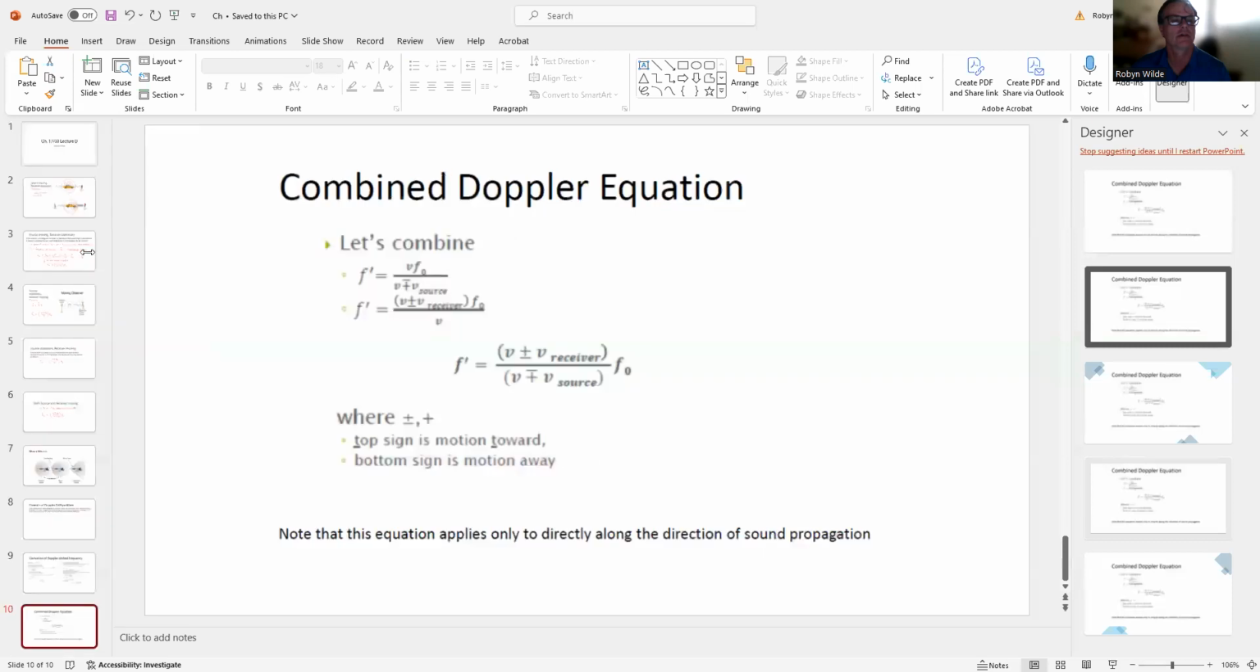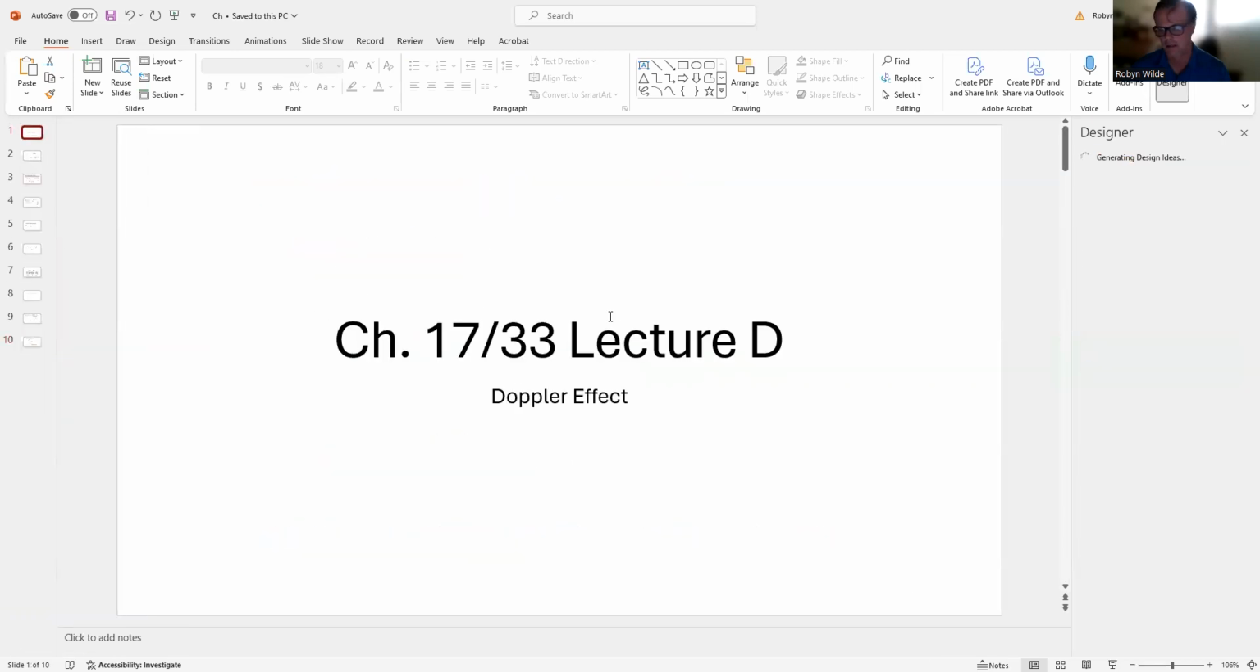And I'm sure you've all actually experienced the Doppler effect. So let's go back to the beginning here. Basically, the Doppler effect is a change in the frequency of a sound depending on the relative motion between the source of the sound and the observer of the sound, or the receiver of the sound wave.